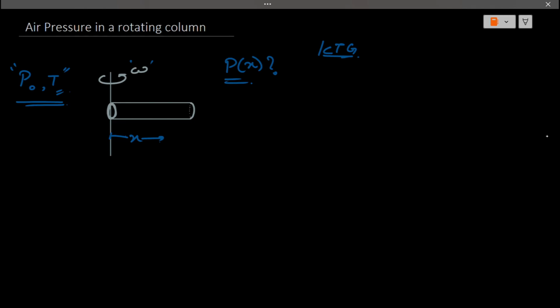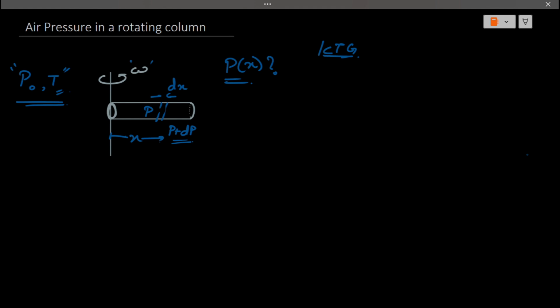Talking quantitatively, let us assume an element of width dx at a distance x from the beginning, and let us call the pressure on the left hand side of this element P, and the pressure at the right hand side P plus dP. So we know that there has to be some increment in the pressure, and we'll have P plus dP as the final pressure on the right part of the element.